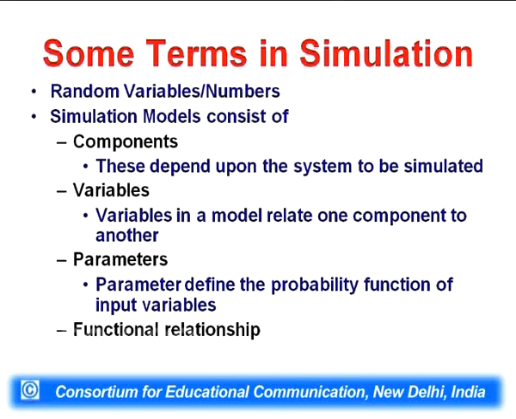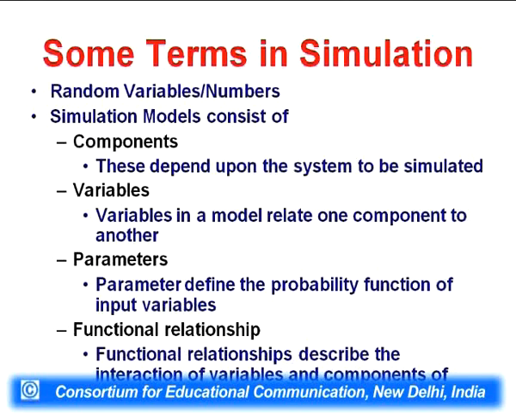Parameters. What do I mean by parameter? Parameters define the probability function of input variables. There are input variables which can be changed, and then we have the result from the input variables. Then we have a process. Then we have the output.